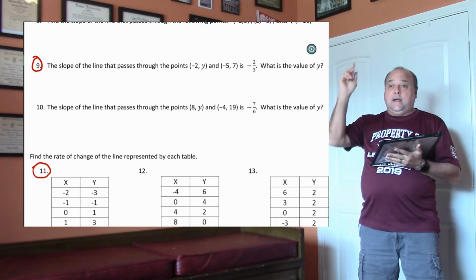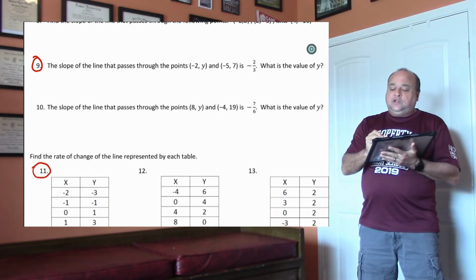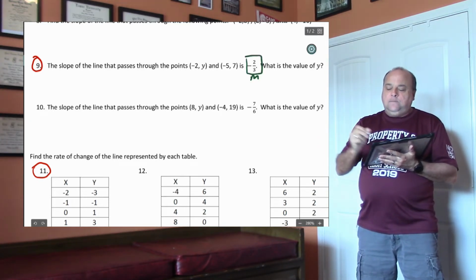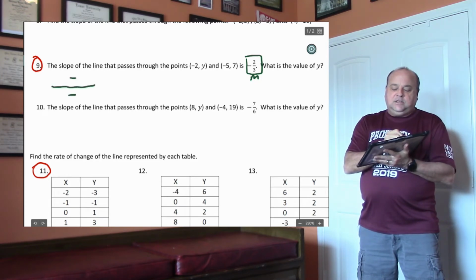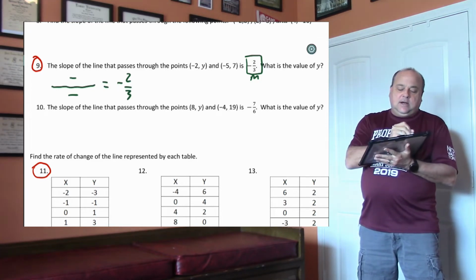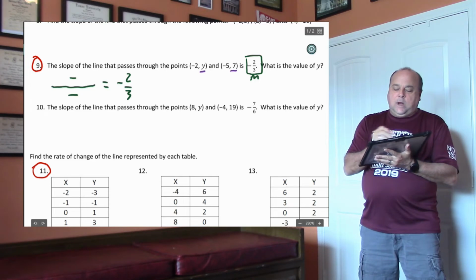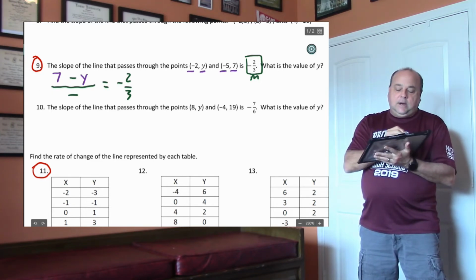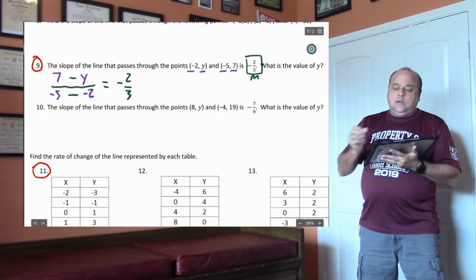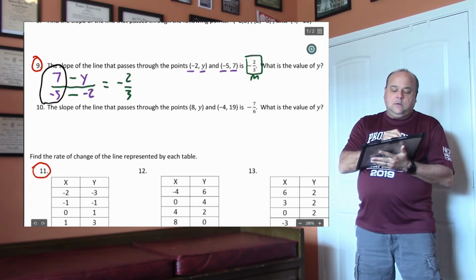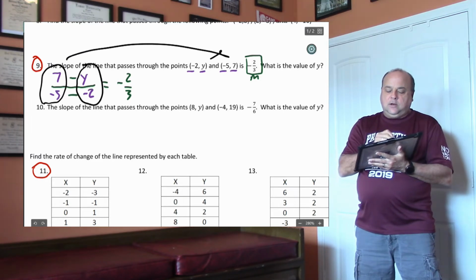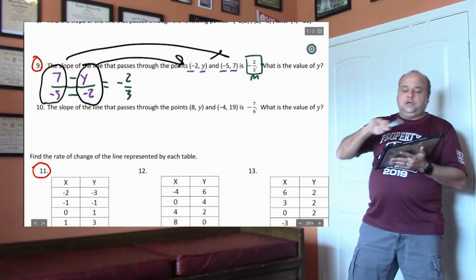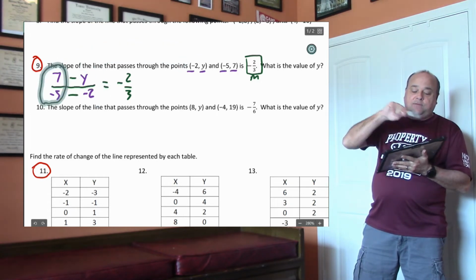Now then, this is a tricky one. So this is going to be kind of tough here. What we're given is the slope. So we're going to have fraction bar, minus, minus, equals, and our slope is going to be negative 2 over 3. Now then, let's set our slope up. Our y's are 7 and y, so 7 minus y, and our x's are negative 5 and negative 2. So remember, these 2 points are from one point. These two right here are from the other point, right? So make sure you're doing that when you set these up, or you will not get them correct.